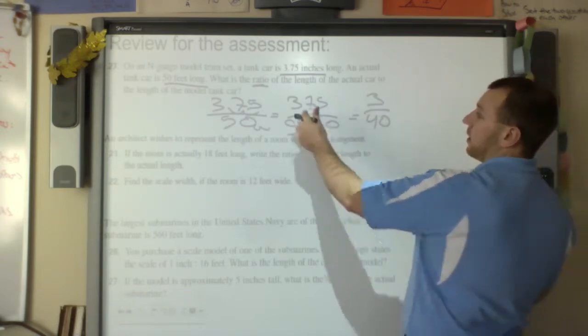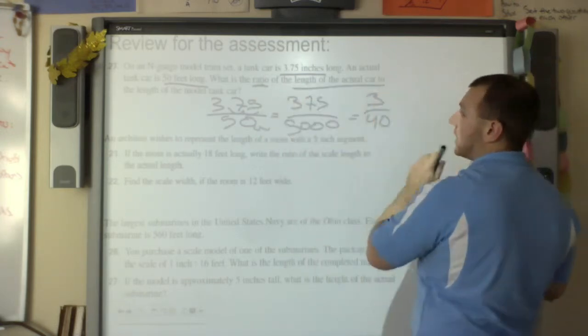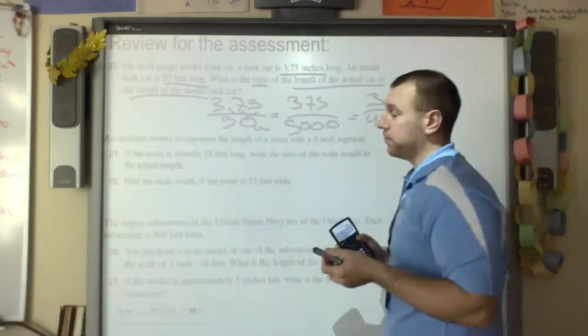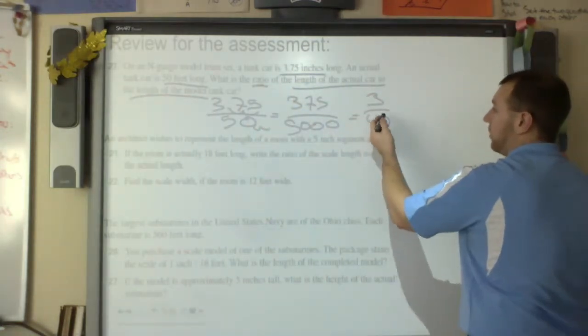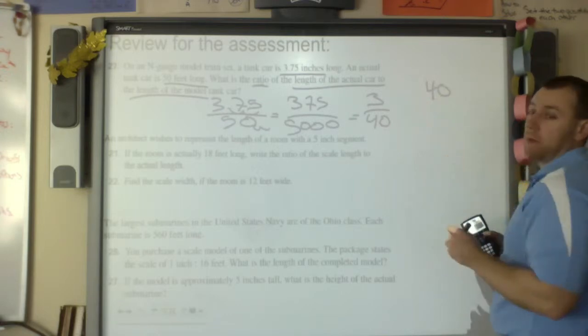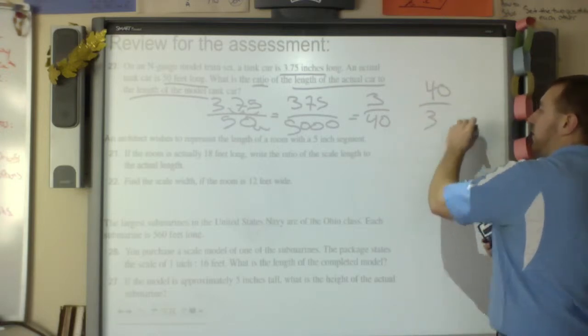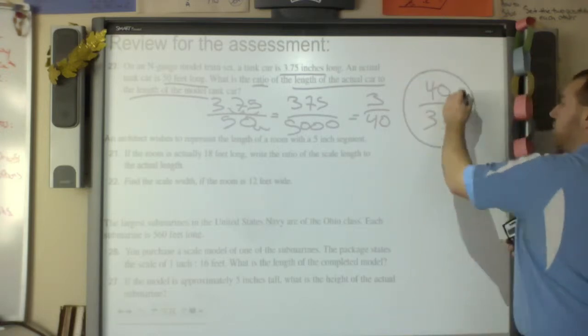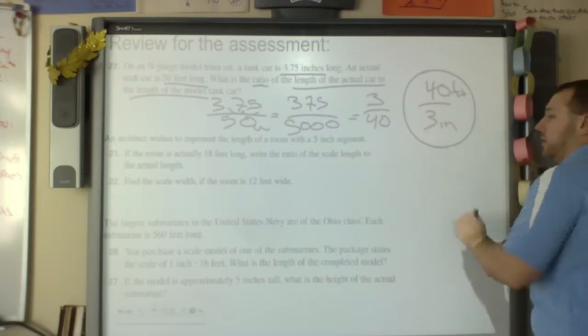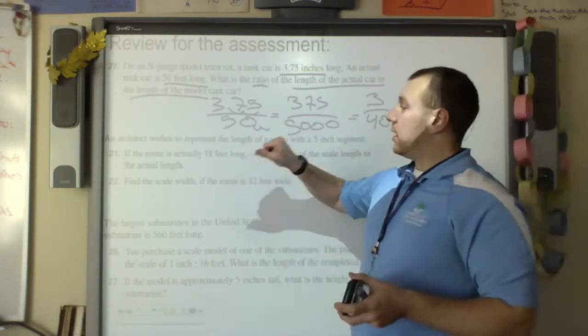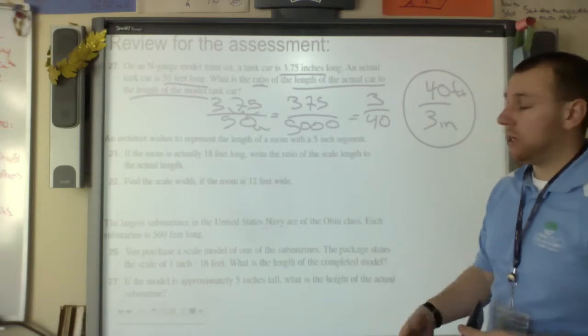Now it says, what's the ratio of the length of the actual to the length of the model? Well, that would mean the actual would have to be on top, and the model would have to be down on the bottom. So it would be 40 feet for every 3 inches. Here again, I set up the ratio.